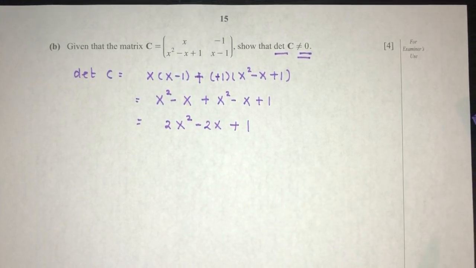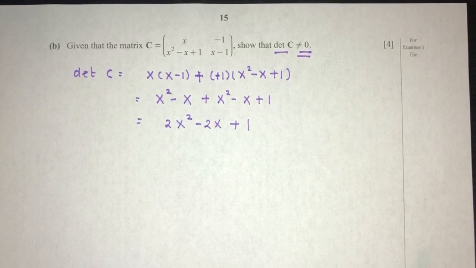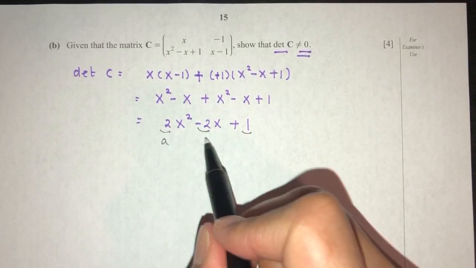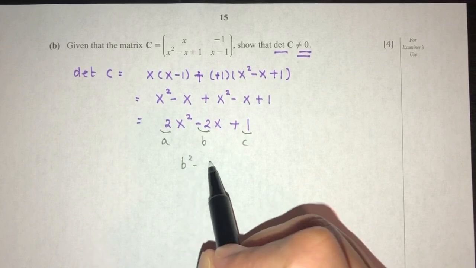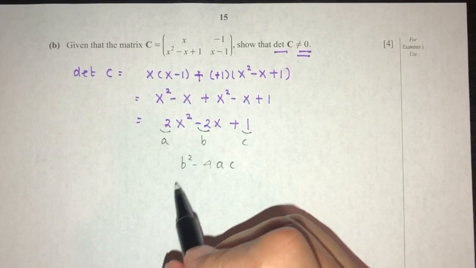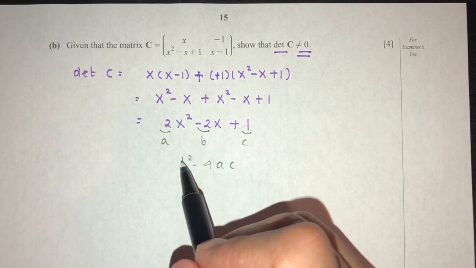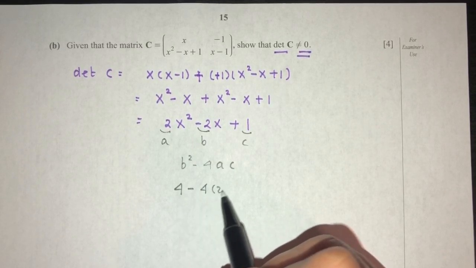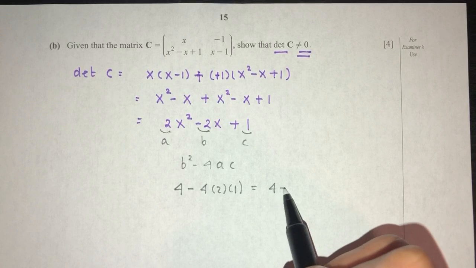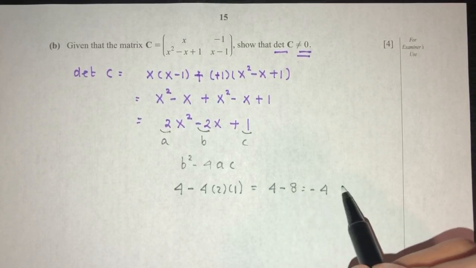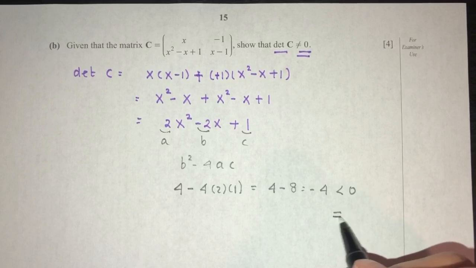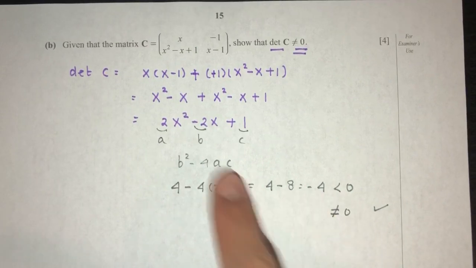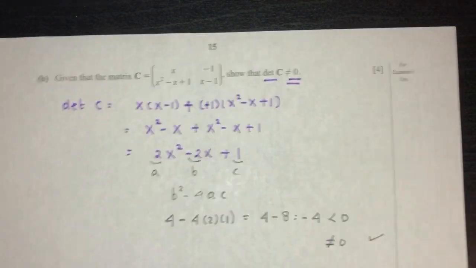Now, how do we know it is not equal to 0? We have to see if it has solutions or not, right? That will be a, b, and c. So a, b, and c. We'll test b squared minus 4ac to see what happens. b squared is the value of, that will be 4, right? 4 times a times c. That is equal to 4 minus 8, that is minus 4, which is less than 0, so it has no real roots and is not equal to 0. So you have shown that it is not equal to 0. That's why we have shown that it is this. So this is proven, part B.